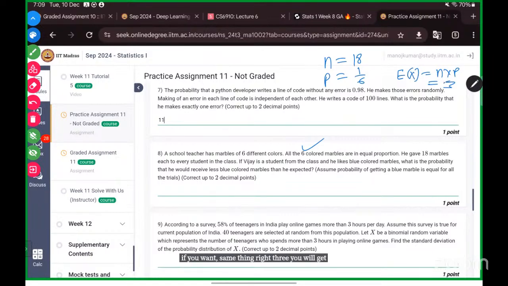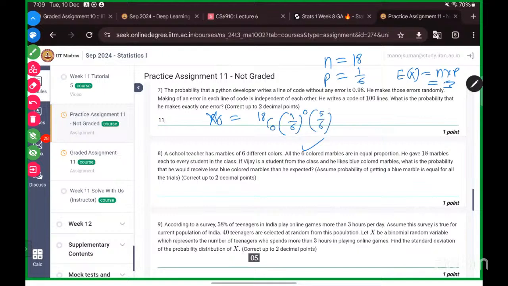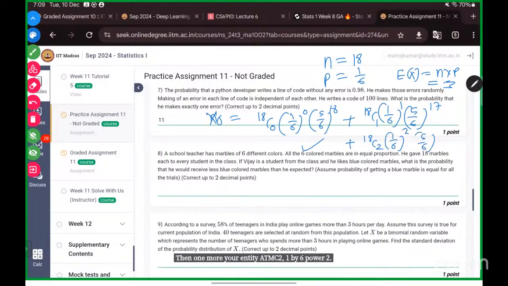So how will I do it now? When x equal to 0, I'll write 18C0, 1 by 6 power 0, 5 by 6 power 18, plus 18C1, 1 by 6 power 1, 5 by 6 power 17. Then one more entity, 18C2, 1 by 6 power 2, 5 by 6 power 16.